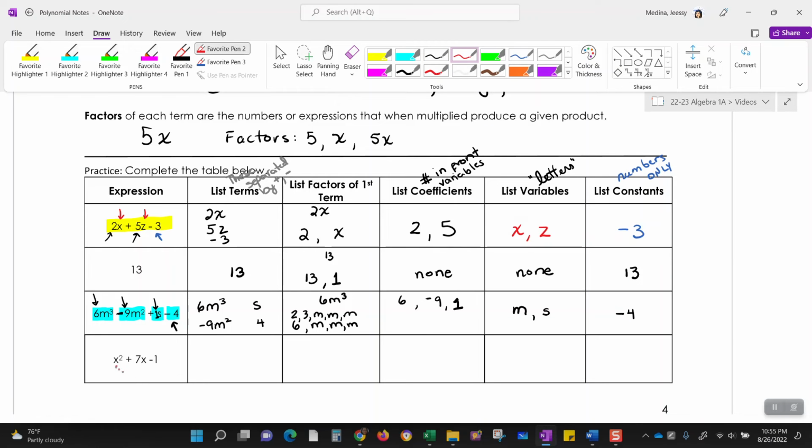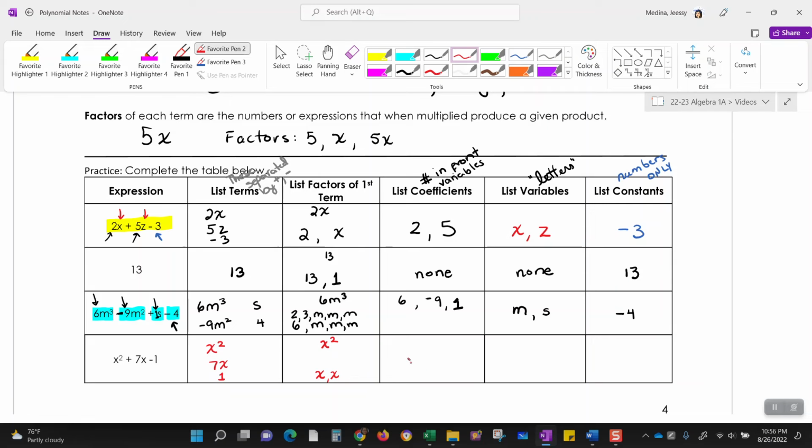Okay, let's do this again. How many terms do we have? In this case, this is x squared plus 7x minus 1. So we have 3 terms. We have x squared, we have 7x, and then we have the 1. It says to list the factors of the first term. Well, the first term is x squared, and what 2 things do we have to multiply to get this? It's x and x. So those are your factors.